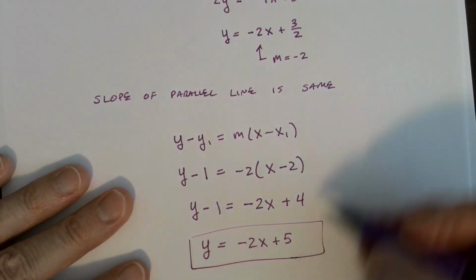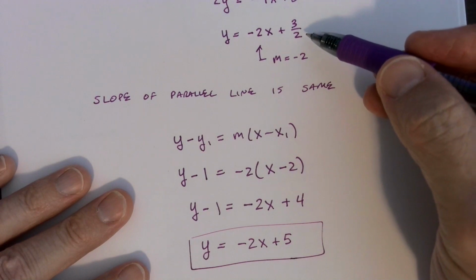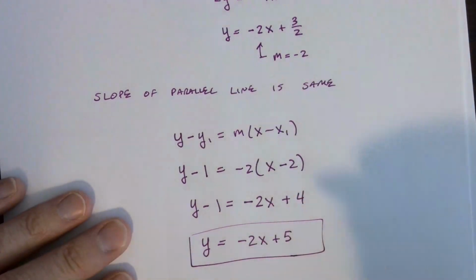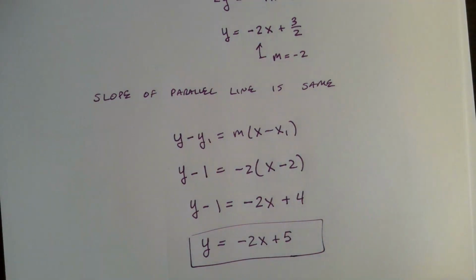Notice the equation of this line is not the same as the equation of the other line. These are parallel, right? They have the same slopes but different y-intercepts. But this is the equation of the line we are interested in.